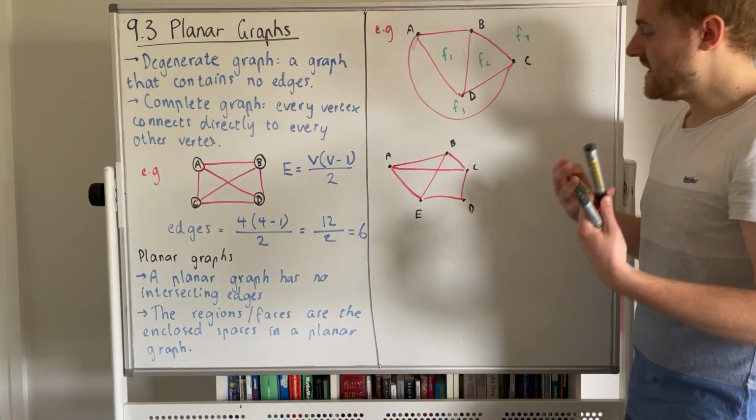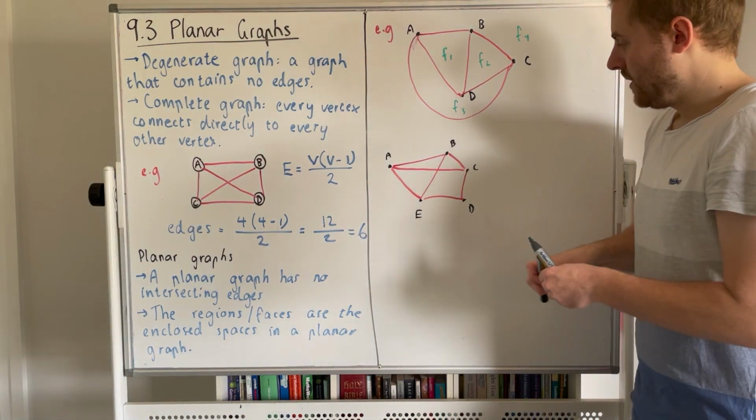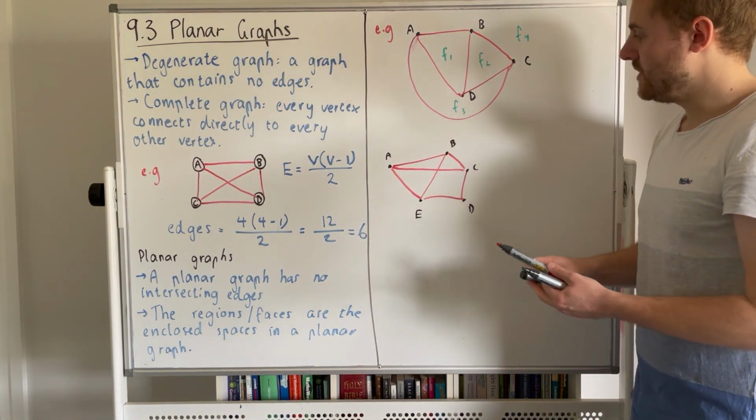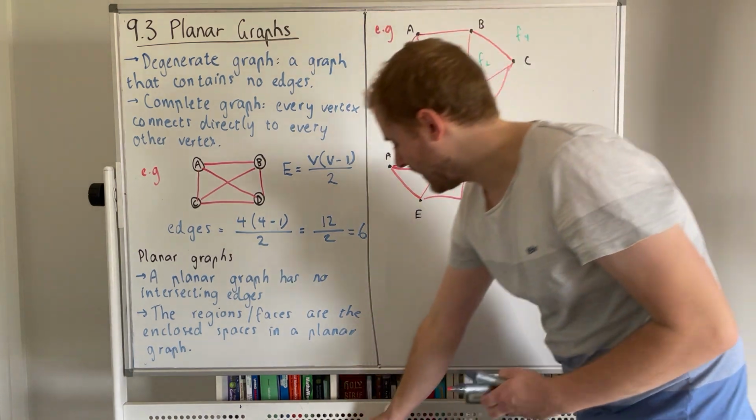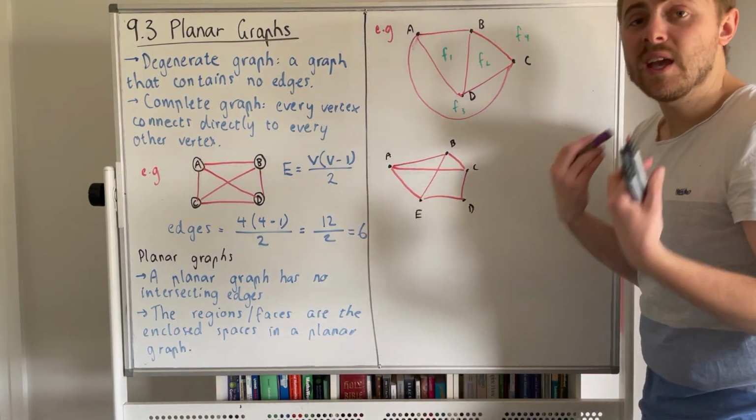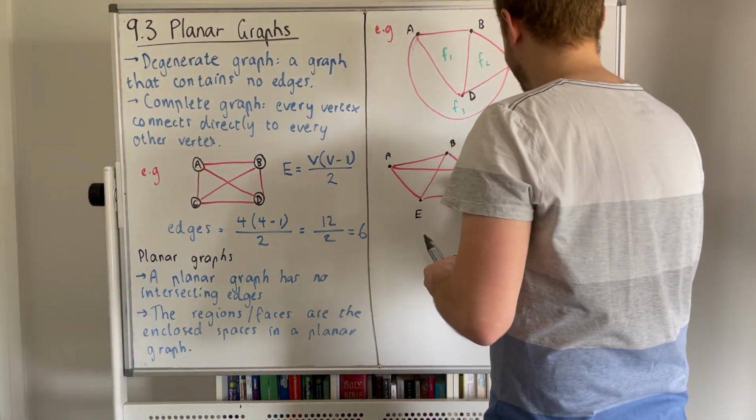Alright, so at the moment, that is not drawn as planar. What we can see is we have an intersecting edge in the middle there, therefore we can't count it as planar. However, we can simply redraw this.